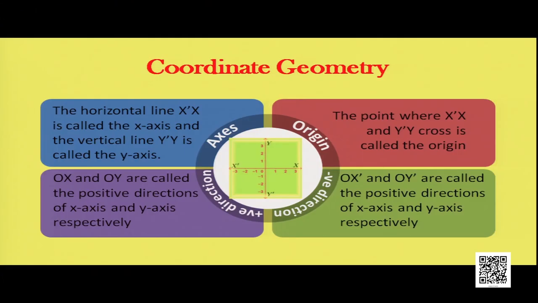The horizontal line X dash X is called the x-axis, and the vertical line Y dash Y is called the y-axis. The point where X dash X and Y dash Y cross is called the origin and is denoted by O. Since the positive numbers lie in the directions OX and OY, OX and OY are called the positive directions of the x-axis and the y-axis respectively. Similarly, OX dash and OY dash are called the negative directions of the x-axis and the y-axis respectively.